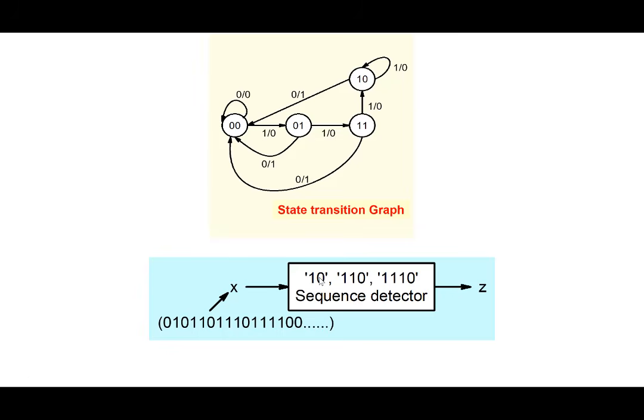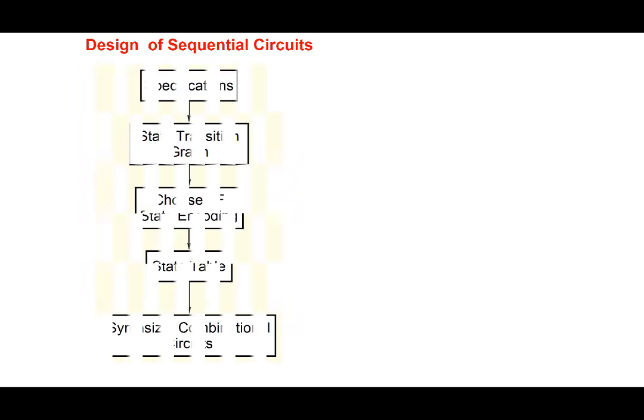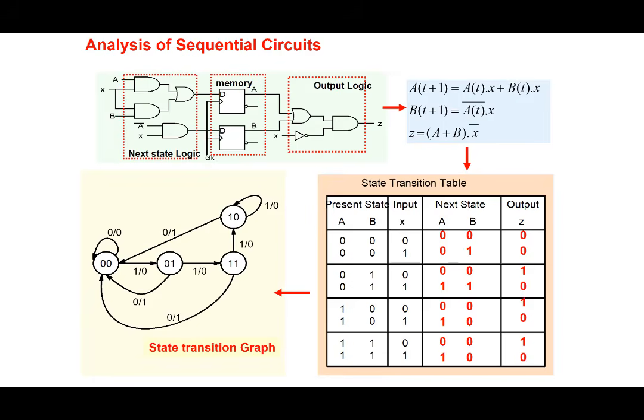So in the analysis, what we have done is the following. Given a circuit like this, we've identified the state, which are the memory elements, the next state logic, and the output logic. From there, we got the equations for the next state logic and the equation for the output. From there, we can convert it into a state transition table and then map it onto a state transition graph, which helps us understand what this particular circuit is doing. Now, this is analysis. In the design, we do just the opposite.